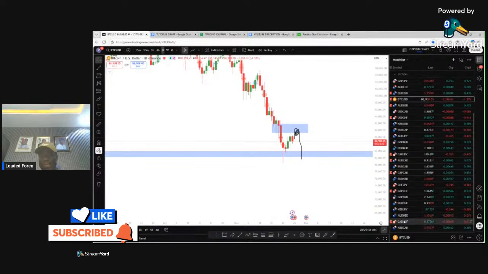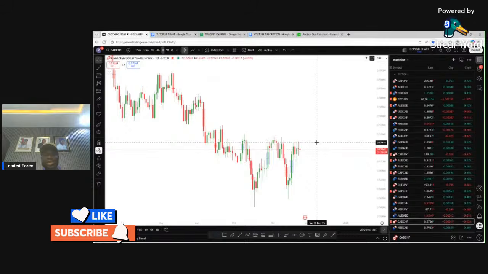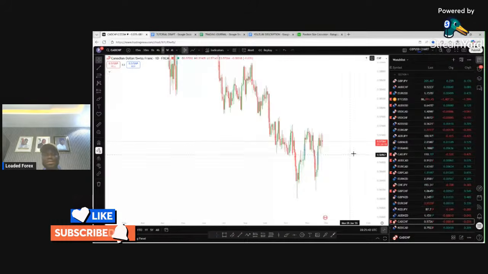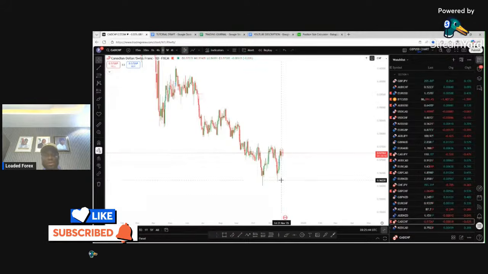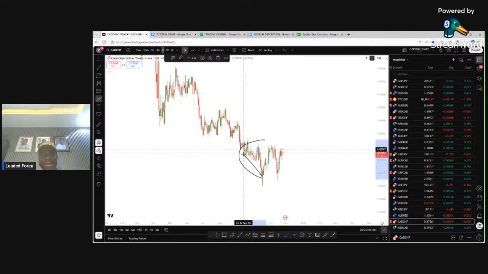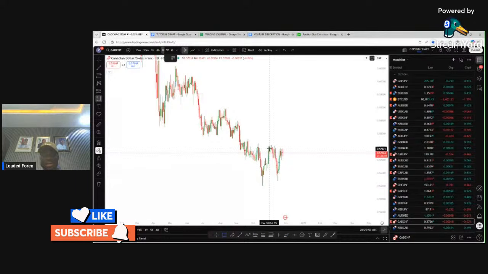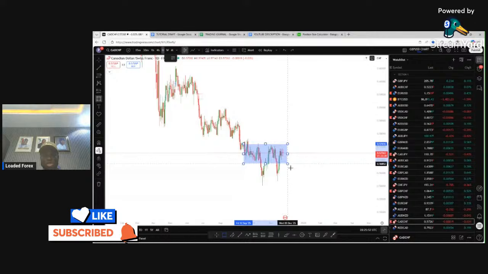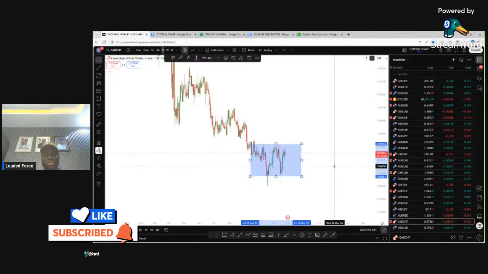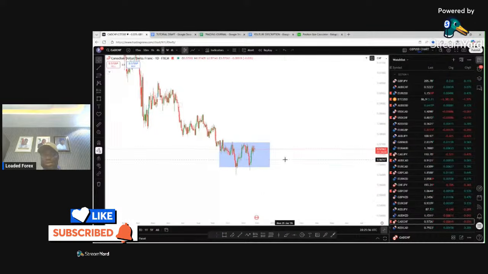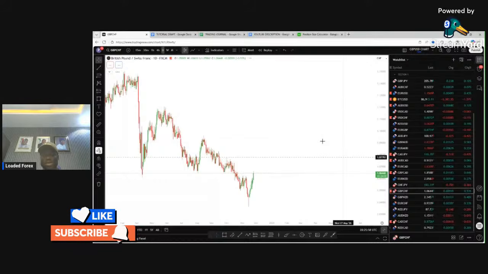What other pair? So I'm looking at CAD CHF right now. CAD CHF right now is not giving anything. I think the price action is ranging. So the market condition on CAD CHF is not looking good. This is a ranging market, so I'm not going to do anything on CAD CHF.